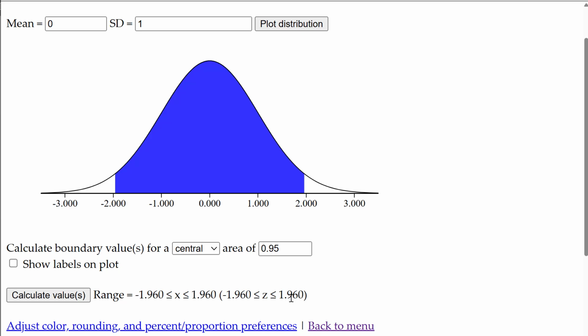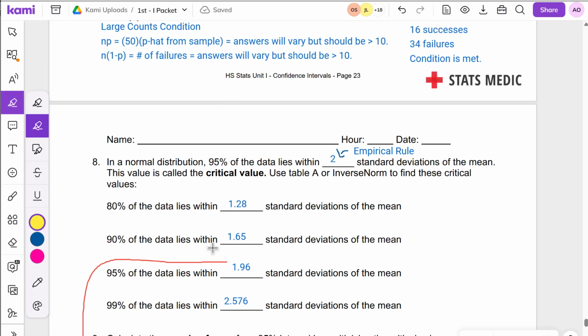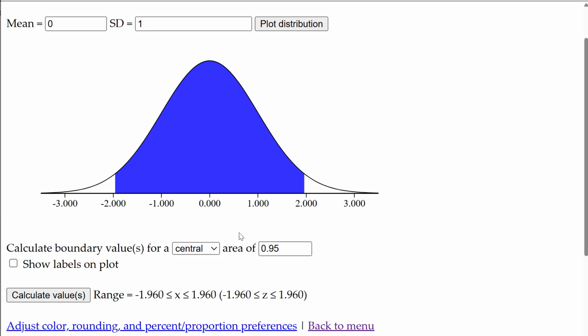This too was from the empirical rule when we learned it earlier in the semester. And if you switch these to 80 or 90 or 99%, I can switch these areas. So if I want a different level of confidence, I can just switch those. 0.9, you see that's 1.282, 0.99. So you can just do that to find your critical values.